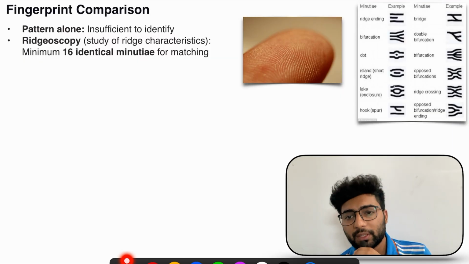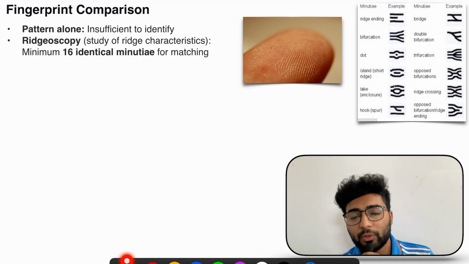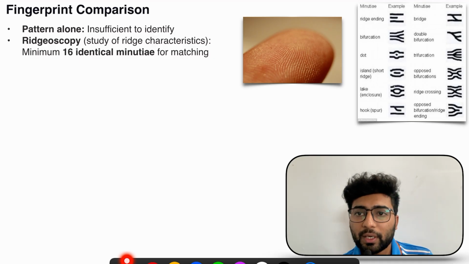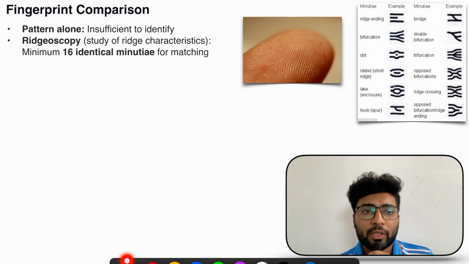Now fingerprint comparison. See, as I told you, there are only four patterns, so the pattern is insufficient to compare, because more than two persons can have the same pattern, right? So now what we do, we take parts of these ridges. Now the parts of the ridges are called minutiae, and we compare these minutiae. Minutiae can be of different types: double bifurcation, bridge, ridge ending, bifurcation. There are a lot of types of minutiae. So we require 16 identical minutiae for matching the fingerprint, right? So we went deep inside these ridges and found out whether the parts are the same or not in two fingerprints, and those are called identical minutiae.